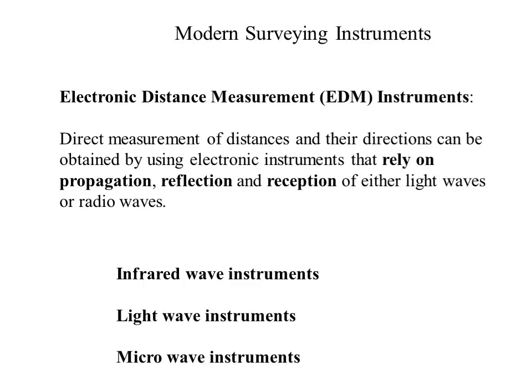Then some of the modern surveying instruments are EDMs. The measurement of distance and direction can be obtained by using electronic instruments that rely on propagation, reflection and reception of either light waves or radio waves. They are infrared wave instrument, light wave instrument and microwave instrument.